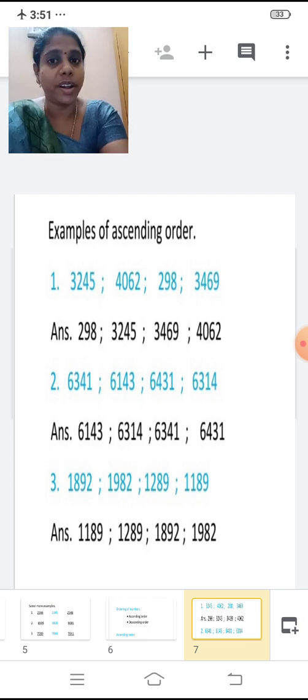Are you all clear children? So you know how to arrange the numbers in ascending order, right? Arranging the numbers from smaller to bigger. Shall we see some more examples now?